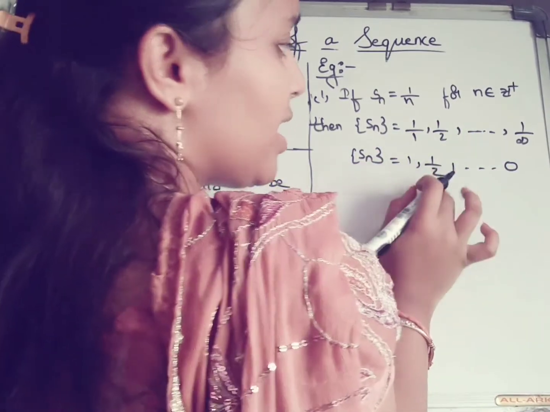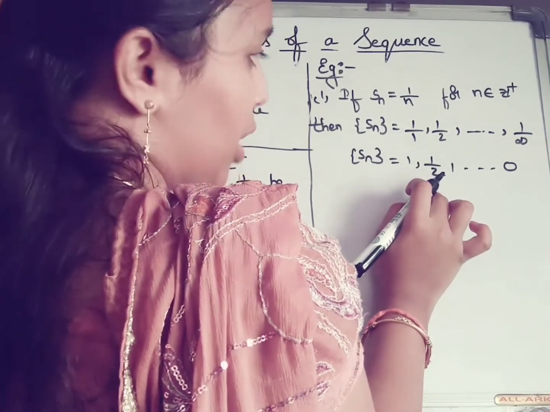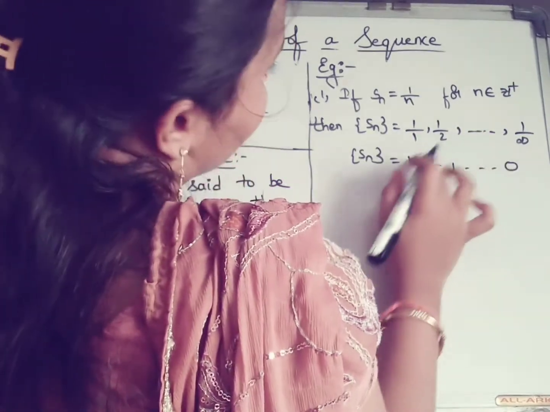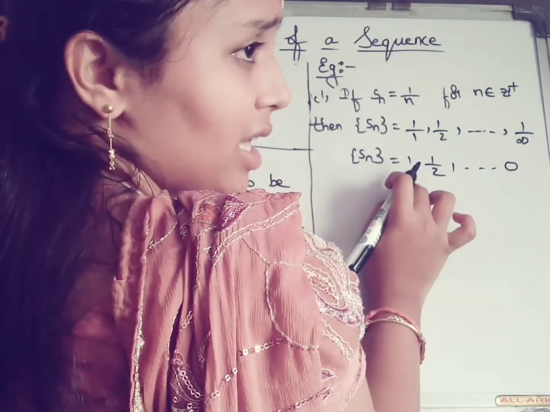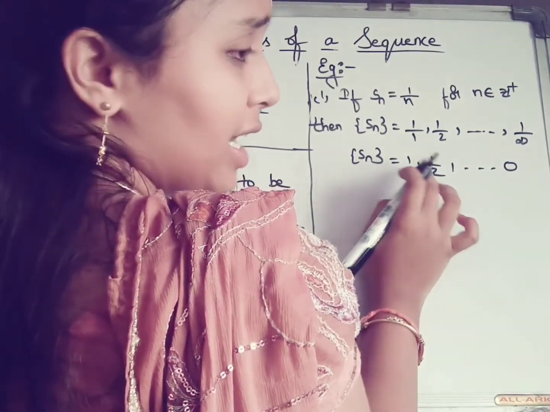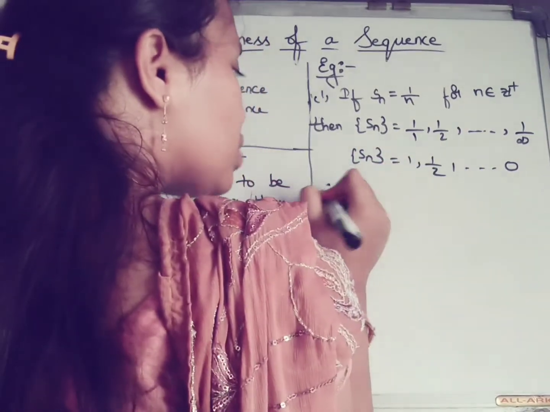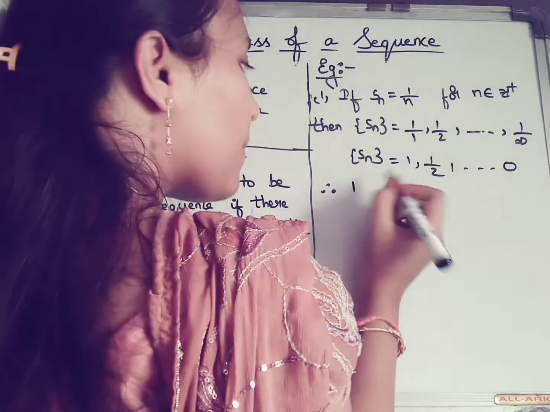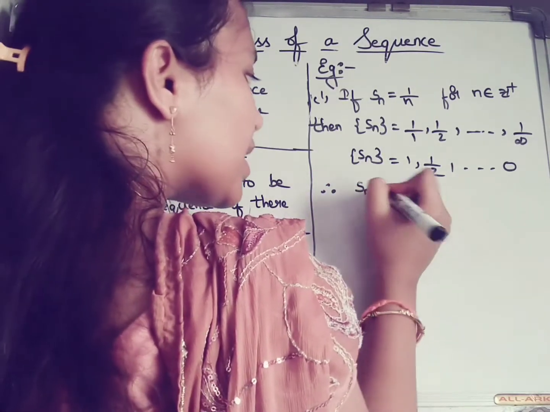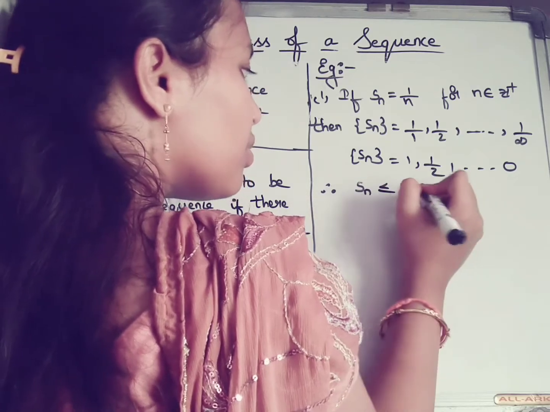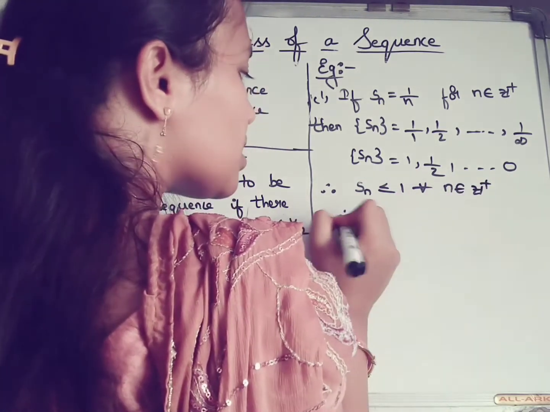Is 1 greater than 1 by 2? 1 is always greater than 1 by 2. 1 is greater than 0. Next, 1 is greater than 1 by 3. 1 is greater than 1 by 4. So 1 is greater than each and every number in this sequence. So we can say that Sn is less than or equal to 1 for all n belongs to Z plus.